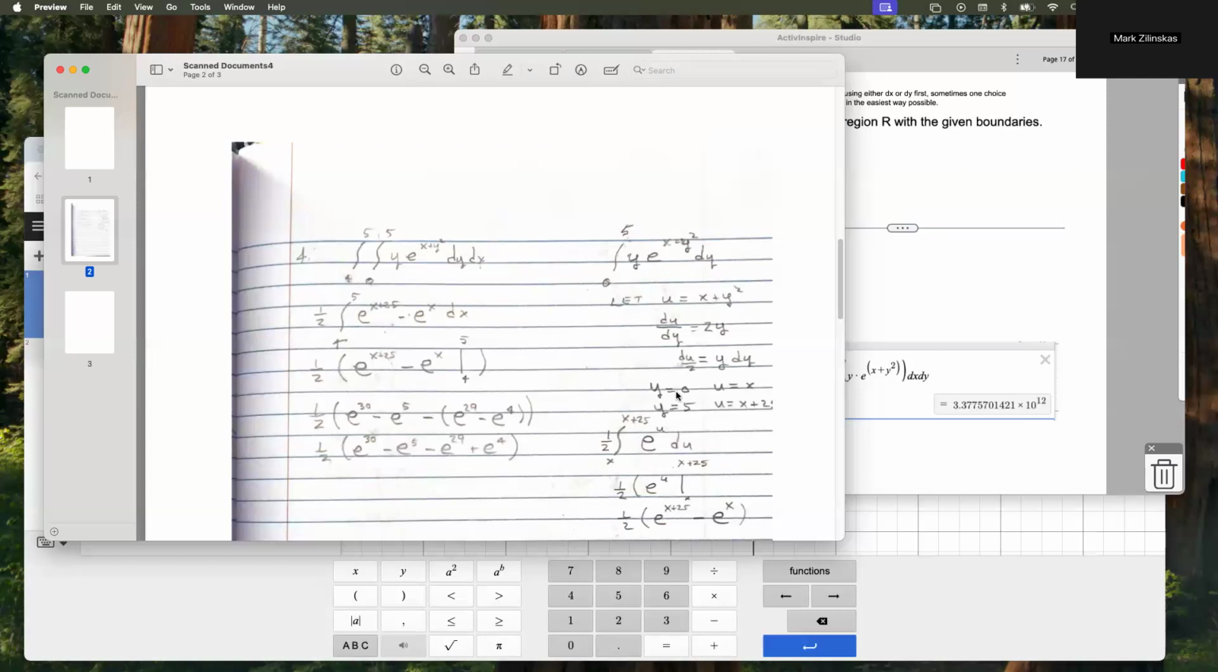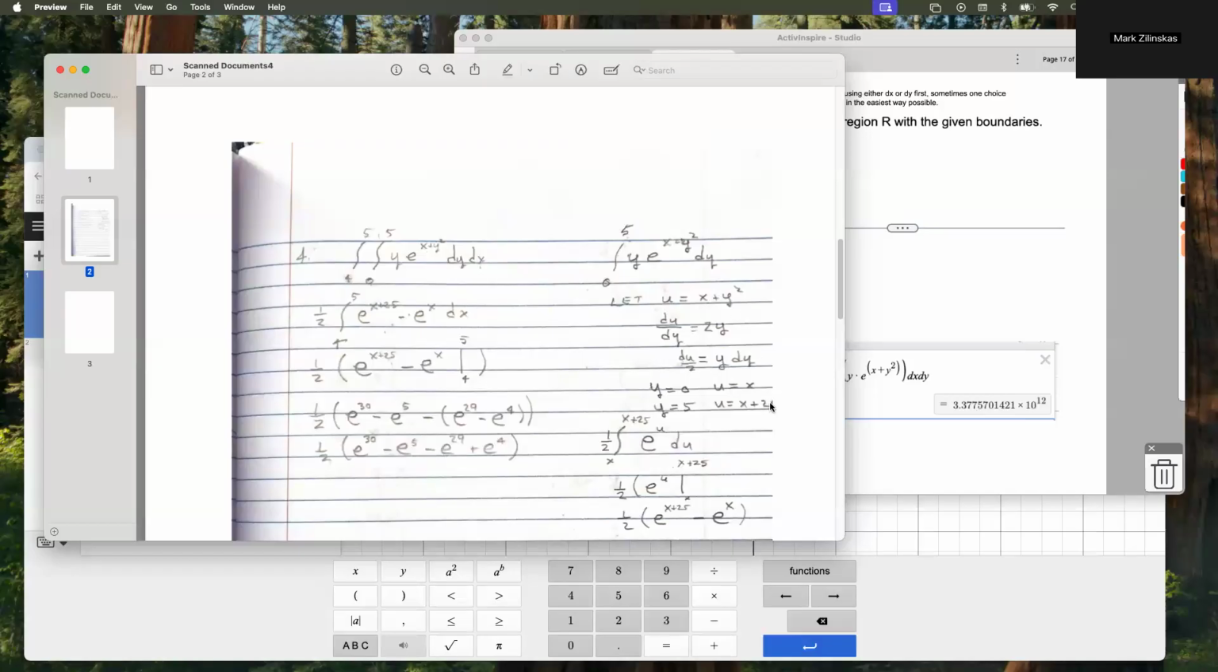So when y is equal to 0, u is just going to be equal to x, right? So I just write that down here. When I let y equal 0, u is going to be equal to x. Now, when y is equal to 5, I'm going to get 5 squared, or 25, so u is going to be equal to x plus 25.